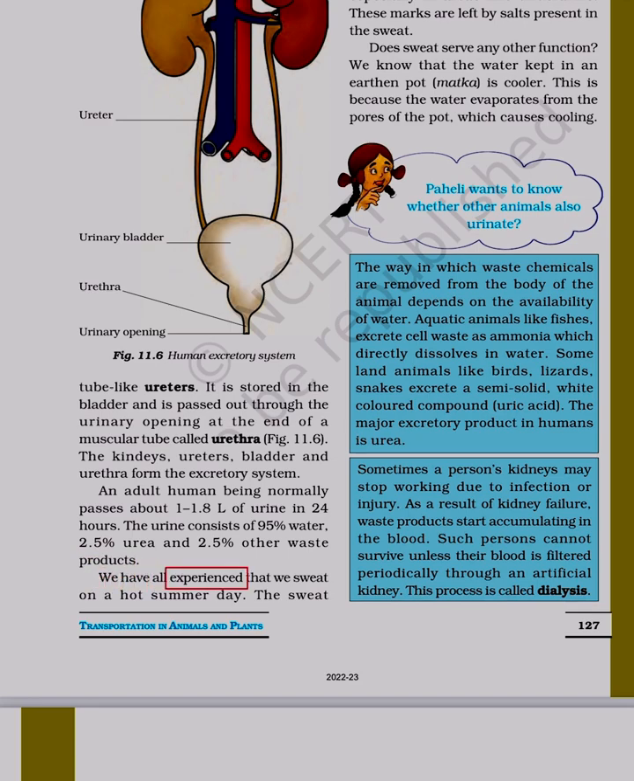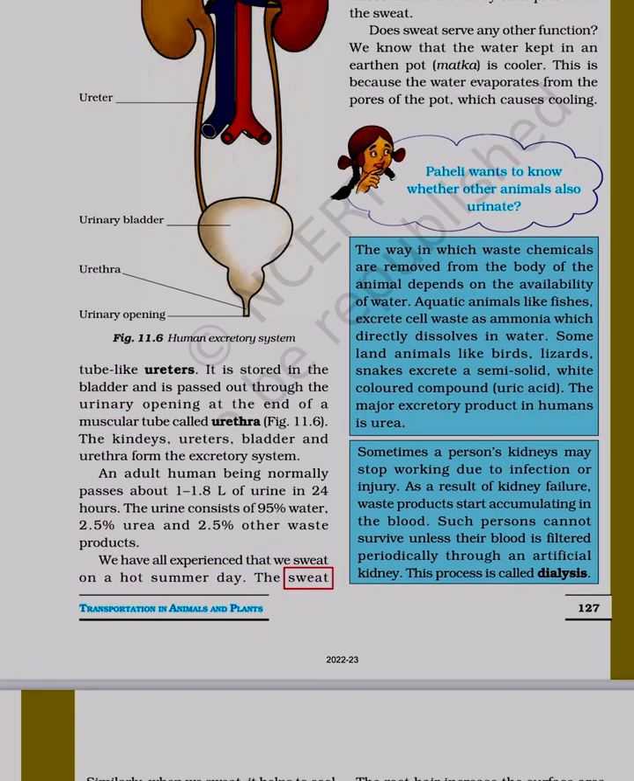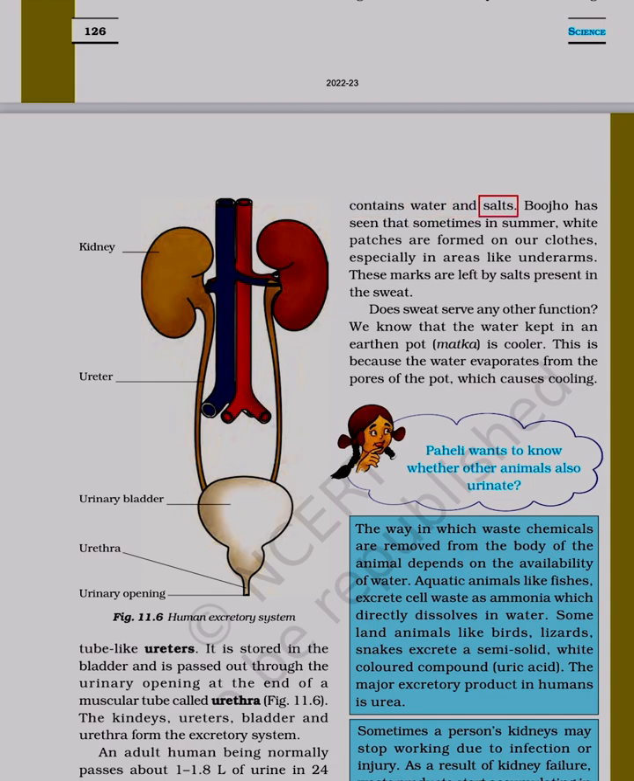We have all experienced that we sweat on a hot summer day. The sweat contains water and salts. Bujho has seen that sometimes in summer, white patches are formed on our clothes, especially in areas like underarms. These marks are left by salts present in the sweat. Does sweat serve any other function?